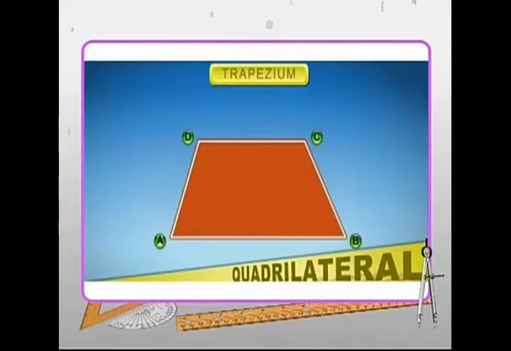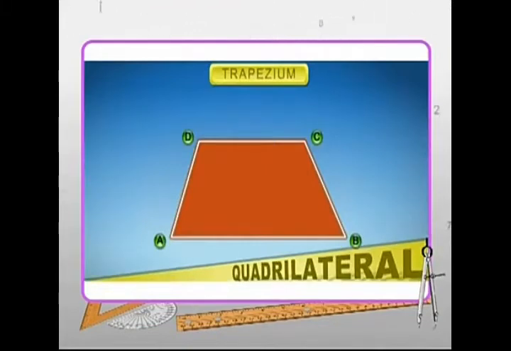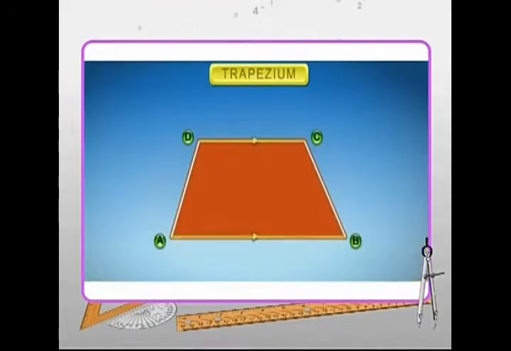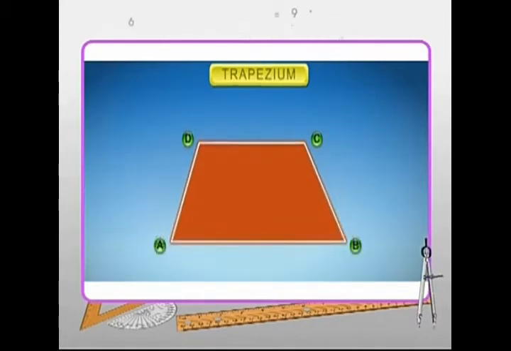A trapezium is a quadrilateral with a pair of opposite sides parallel. Consider the quadrilateral ABCD shown here. It has the opposite sides AB and CD parallel to each other. Here's something interesting. The non-parallel pair of sides of a trapezium may be equal or non-equal in length.